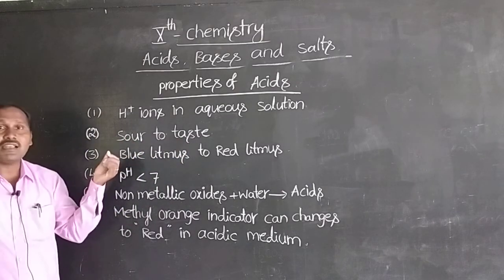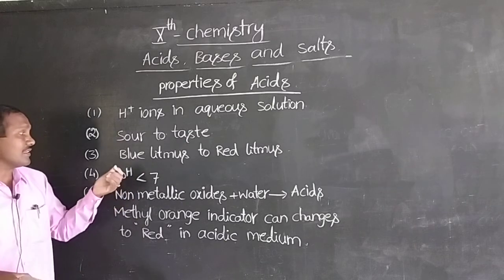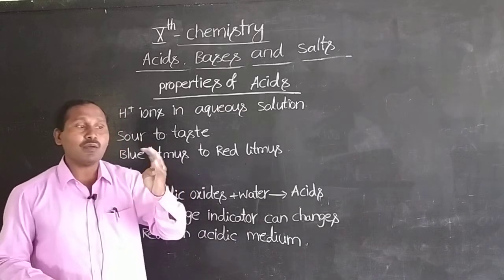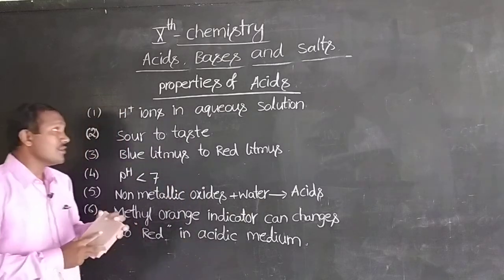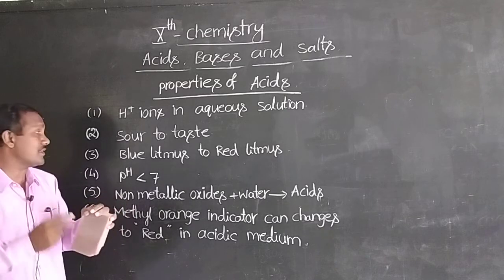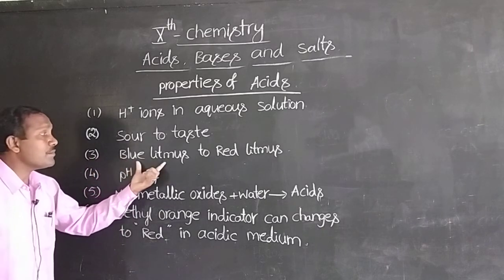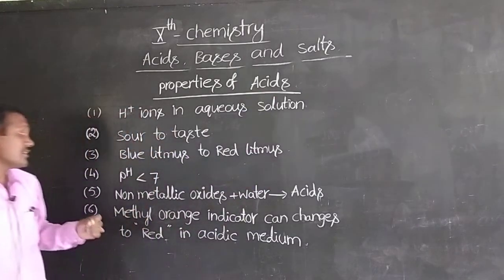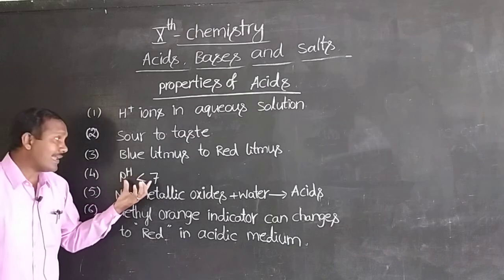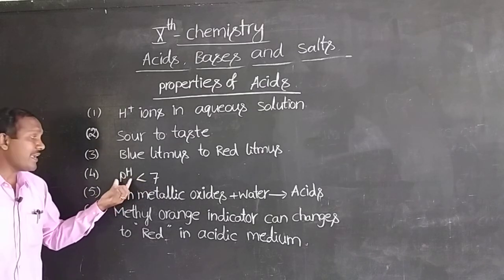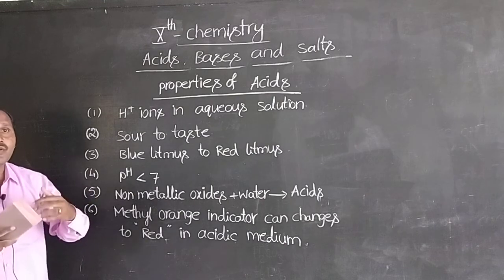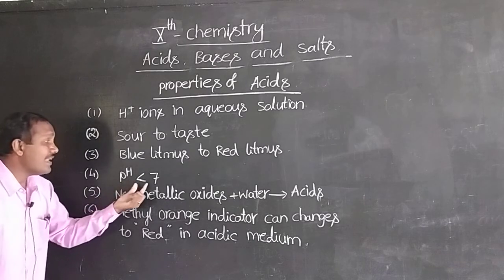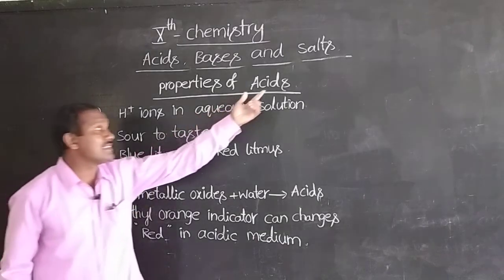Next is the litmus test, using blue litmus paper and red litmus paper. How can you identify whether it is an acid or a base? Acid turns blue litmus paper into red litmus paper. So that is an acid. Next is pH value. In pH values you identify whether it is an acid or a base. A pH value less than 7 indicates acids.